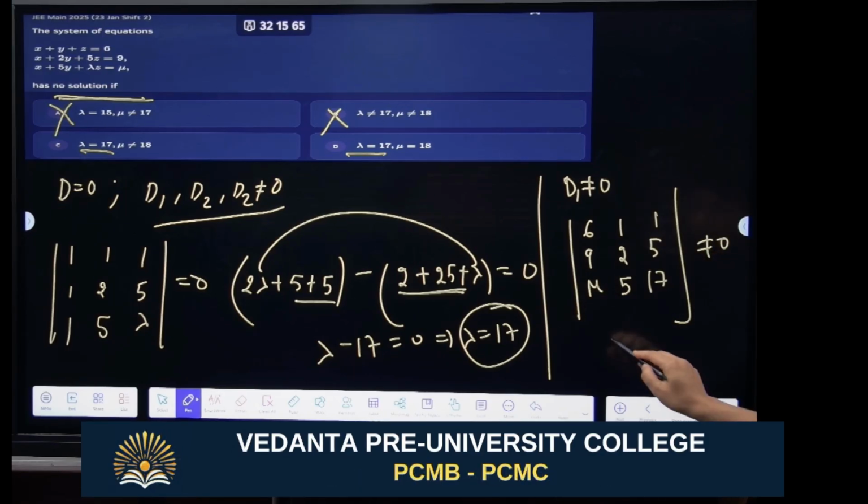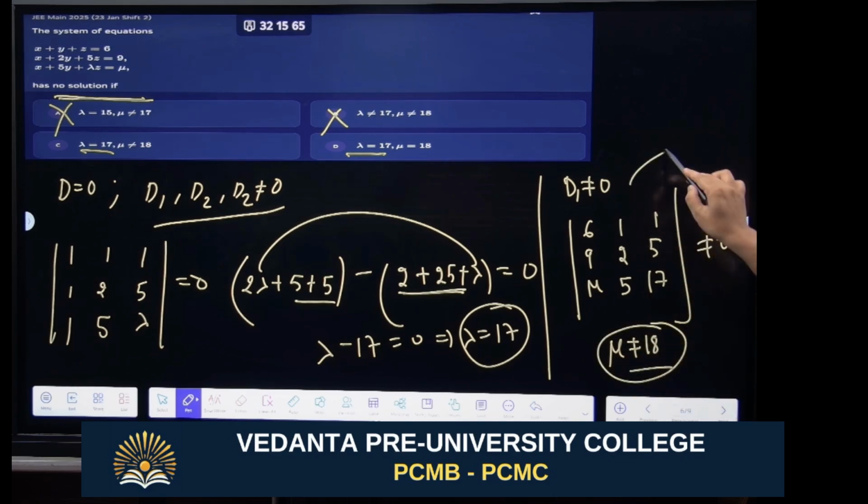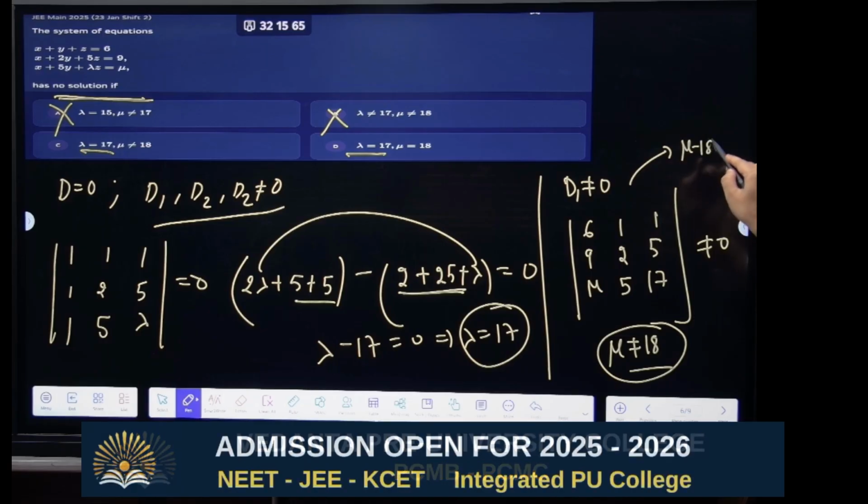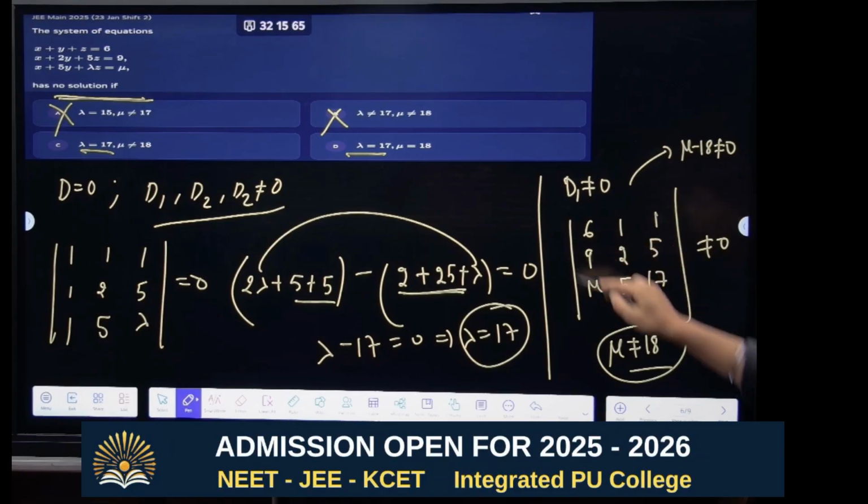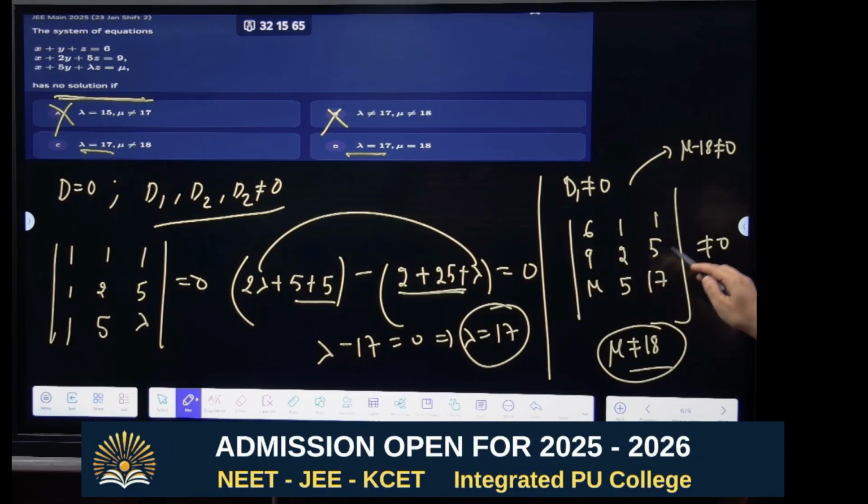Now if you solve, you will see that mu should not be equal to 18. After expansion it will come mu minus 18 should not be equal to 0. If you solve this, it will come mu minus 18, and that value should not be equal to 0, which means mu should not be equal to 18.